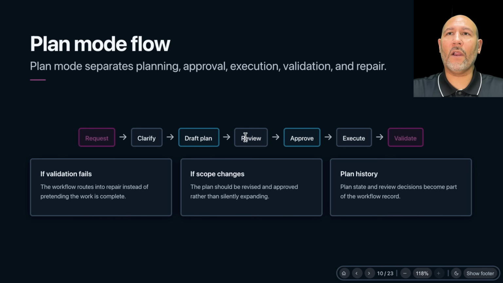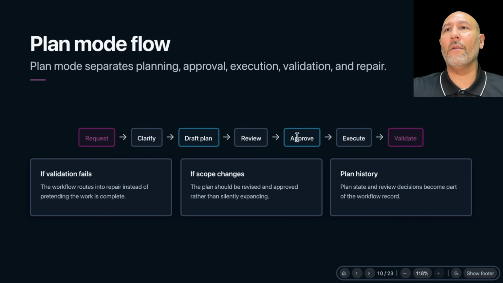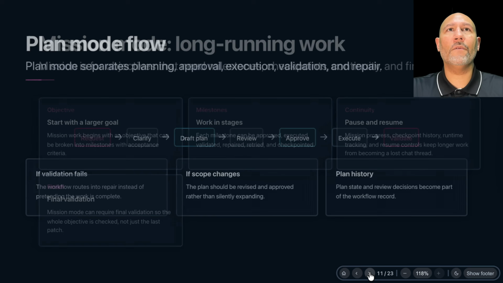Now, you can configure a reviewer in settings if you want a reviewer for plan mode, which would challenge the plan and either approve it or send it for repair. Then you would approve it, and it would execute the plan, and then it will have to pass validation. Depending on what mode, it's going to decide how many repair attempts it's going to have. Okay, so that's plan mode.